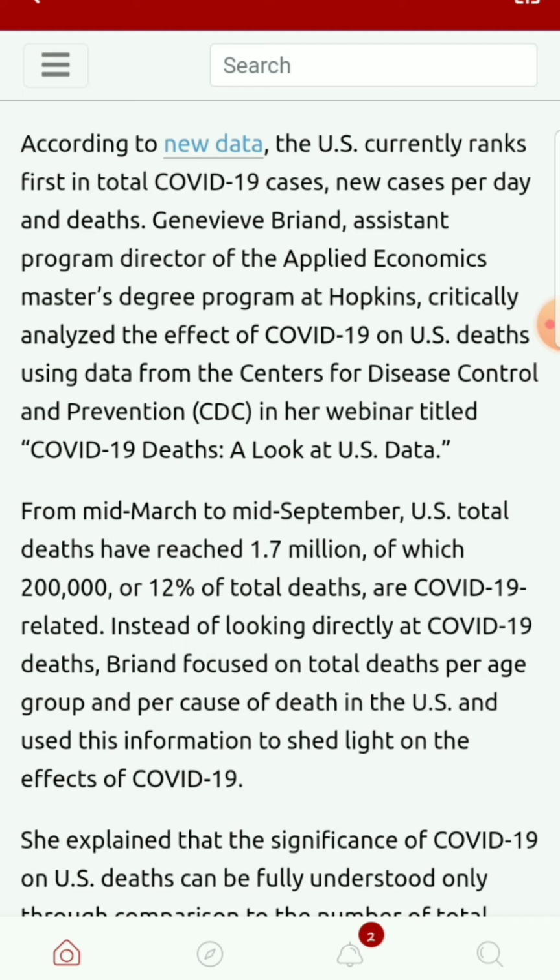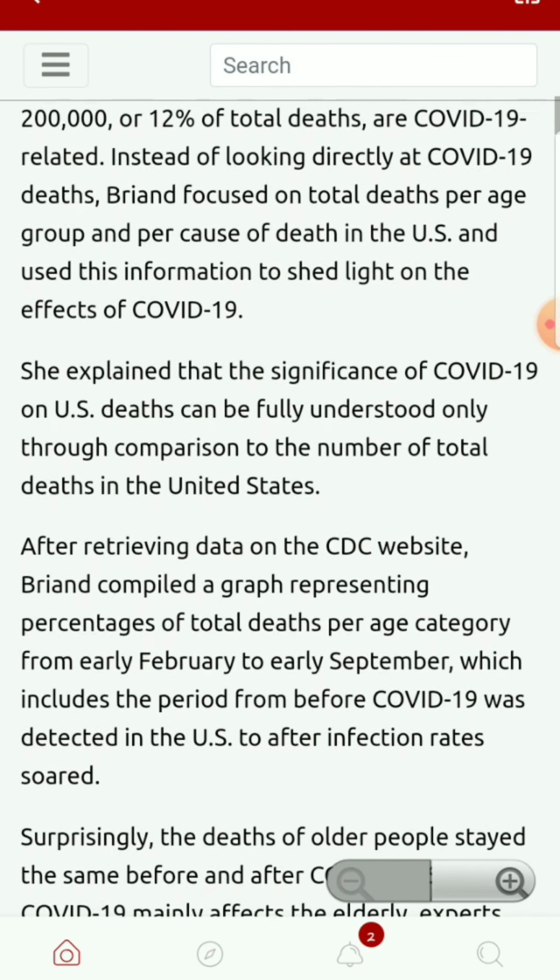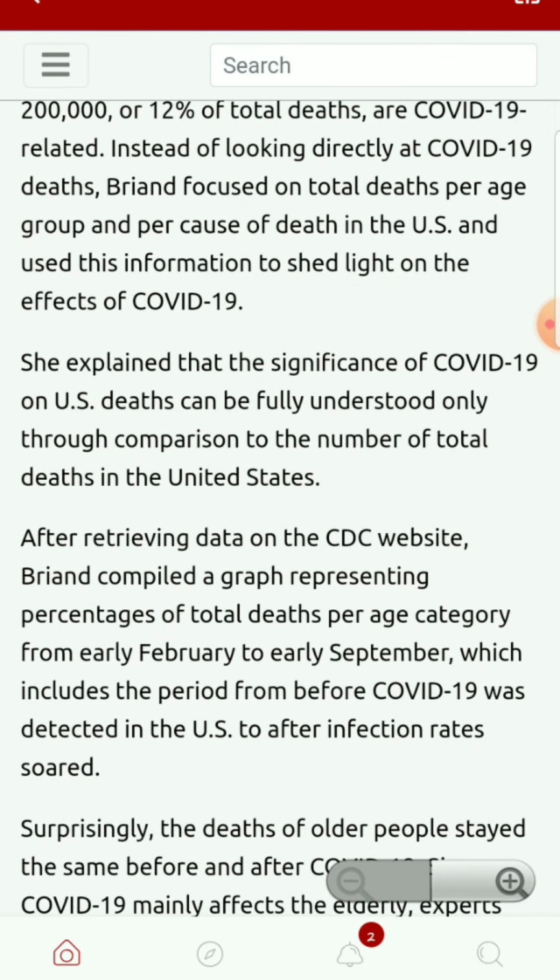Instead of looking directly at COVID-19 deaths, she focused on total deaths per age group and per cause of death in the U.S., and used this information to shed light on the effects of COVID-19. She explained that the significance of COVID-19 on U.S. deaths can be fully understood only through comparison to the number of total deaths in the United States.